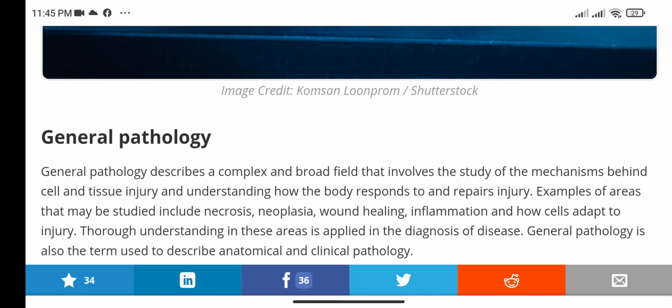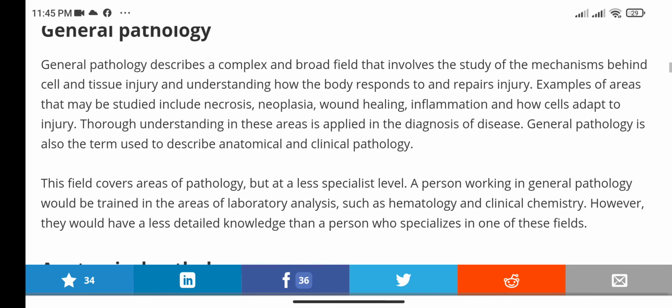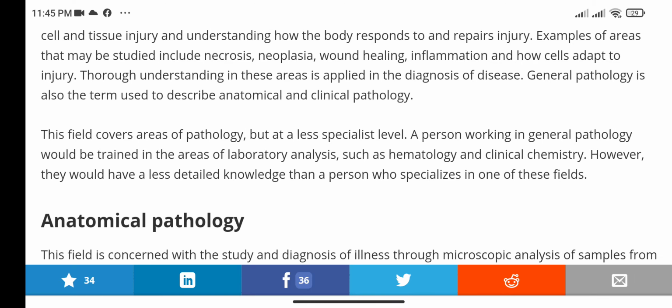General pathology. General pathology describes a complex and broad field that involves the study of the mechanisms behind cell and tissue injury and understanding how the body responds to and repairs injury. Examples of areas that may be studied include necrosis, neoplasia, wound healing, inflammation, and how cells adapt to injury. These key fields cover areas of pathology but at a less specialist level. A person working in general pathology will be trained in the areas of laboratory analysis such as hematology and clinical chemistry.